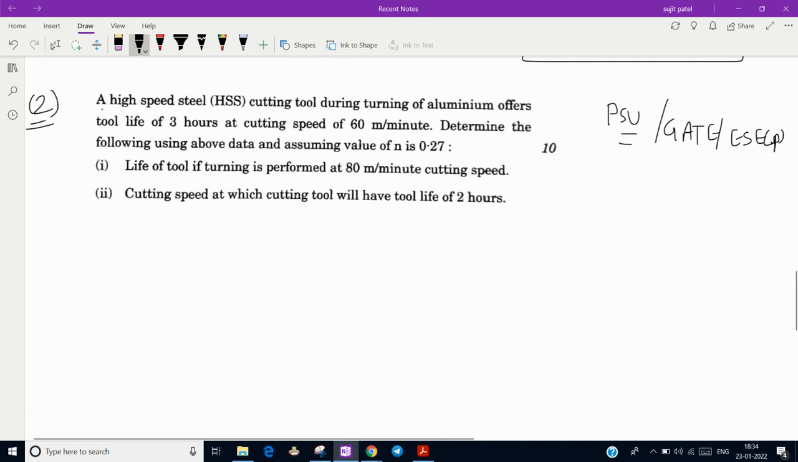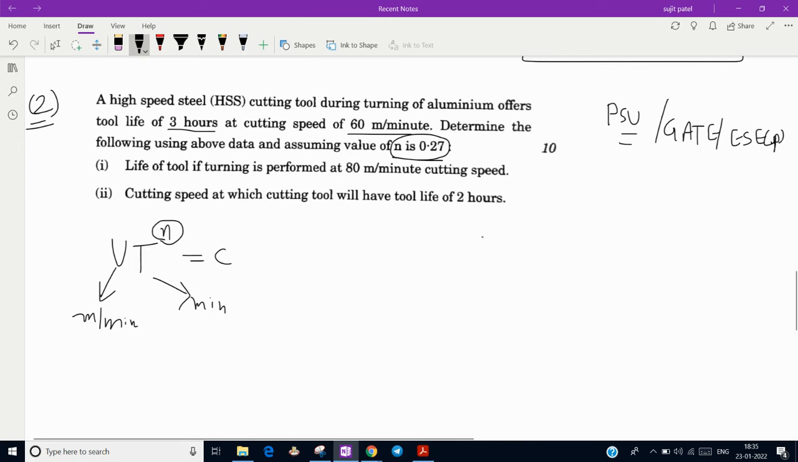So the question is, a high speed steel cutting tool during the turning of aluminum offers a tool life of 3 hours at cutting speed 60 meter per minute. Here let me tell you first thing that we have to use Taylor's tool life equation, V t power n is equal to C. Here the tool life exponent n is given as 0.27, and just be careful with units. Whenever we derive the equation, the velocity is in meter per minute, and time we have taken in minutes while deriving this equation, but here time is given in hours, so be careful on that.